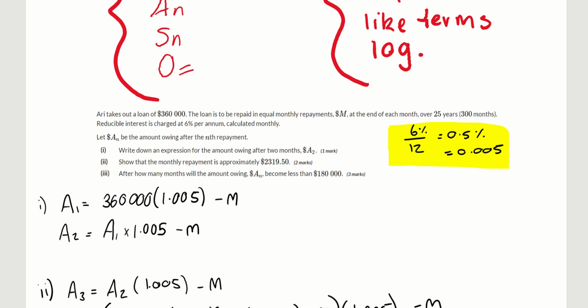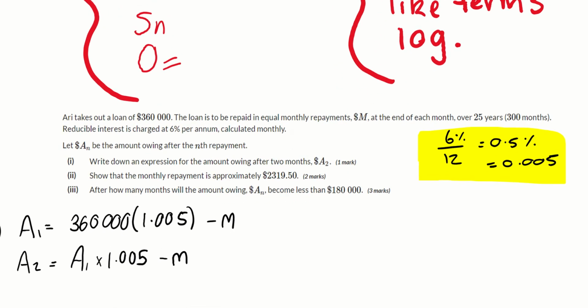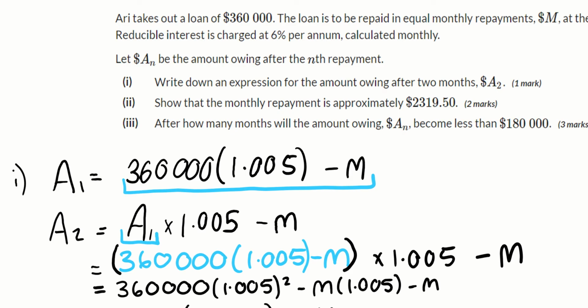So on my next line here, I'm just going to expand this out. So I'm going to just substitute in my A1 in there. So when I do that, I'm going to have this line here. So there it is. I put it in blue there. Now you can see I've just filled in my A1, times it by the rate again, subtracted off my repayment, and I've expanded it in on the second line.